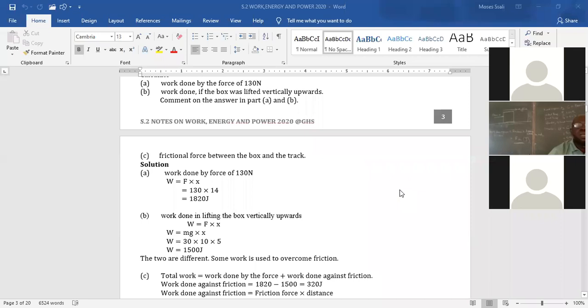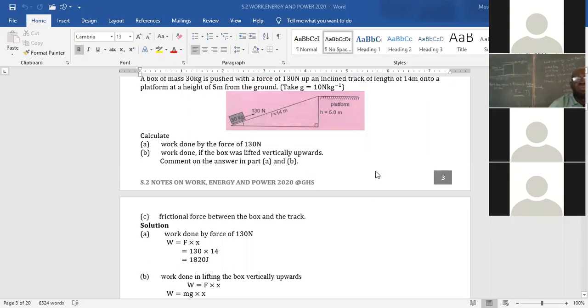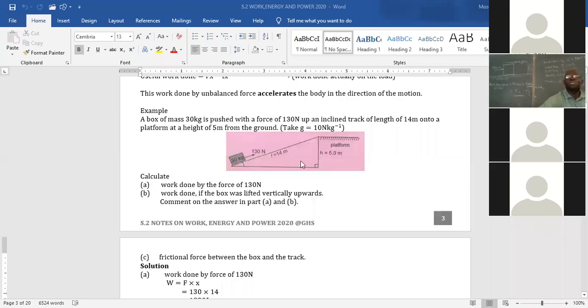Okay, girls. Can we look at and try to understand that question? Are we together? Yes, teacher. Let us look at that box. What is the purpose of that question? A box of mass 30 kilograms is pushed with a force of 130 up an inclined track of a given length to a platform of a given height. So can somebody tell me the purpose of that system? What is its major purpose? What is it supposed to achieve?